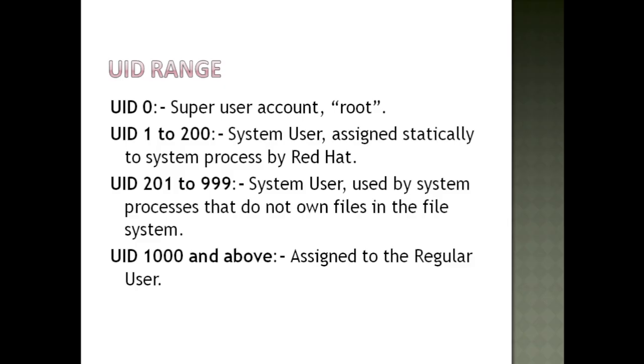There are several ranges of UID. UID 0 is used for the root user. UID 1 to 200 is used for system users assigned by Red Hat for system processes. UID 200 to 999 is also for system users, but they do not own files in the file system. And UID 1000 and above is basically used for regular users.